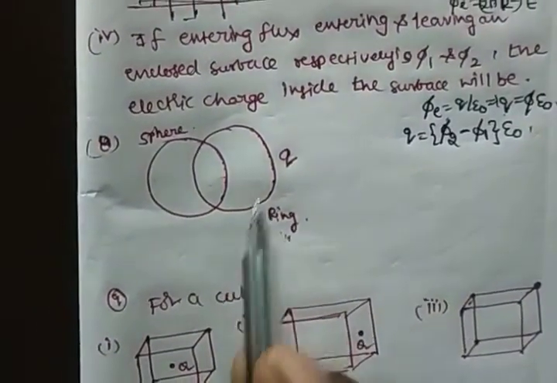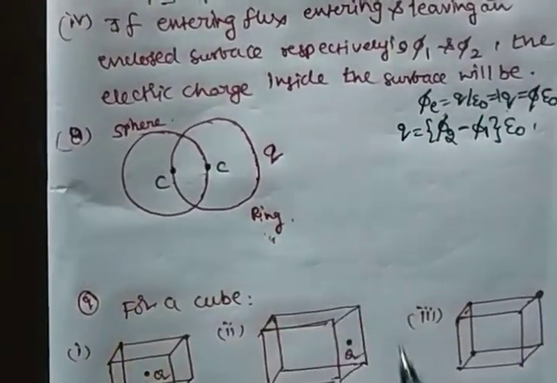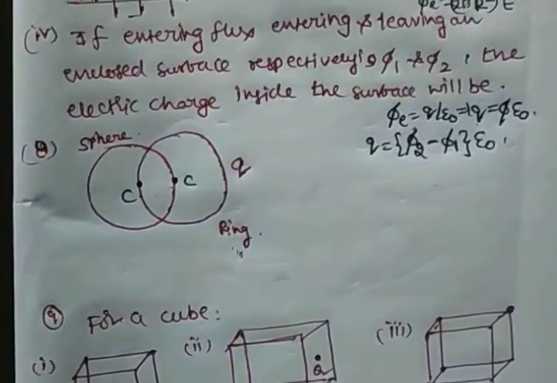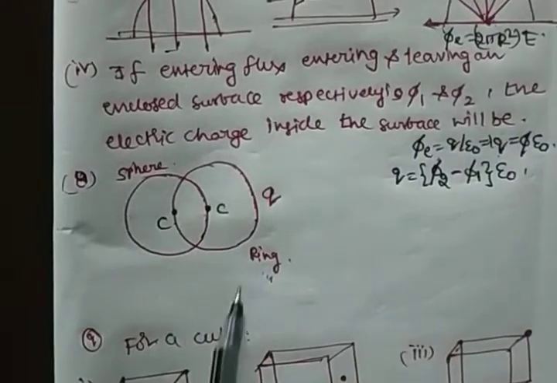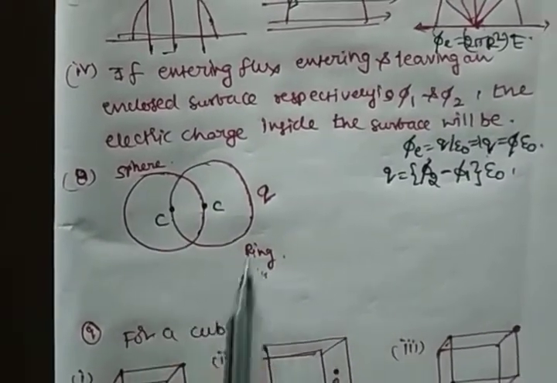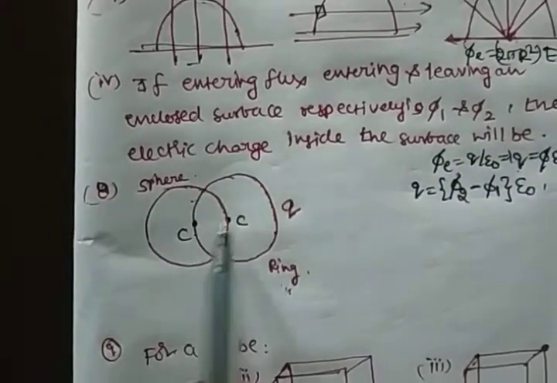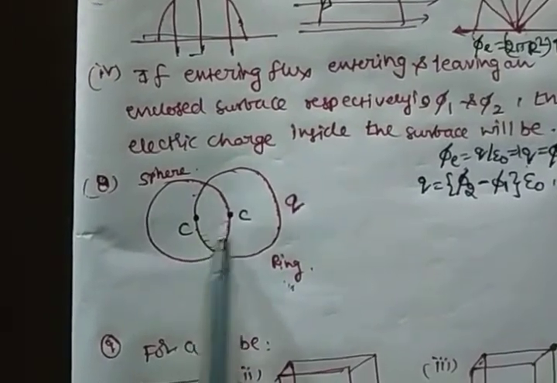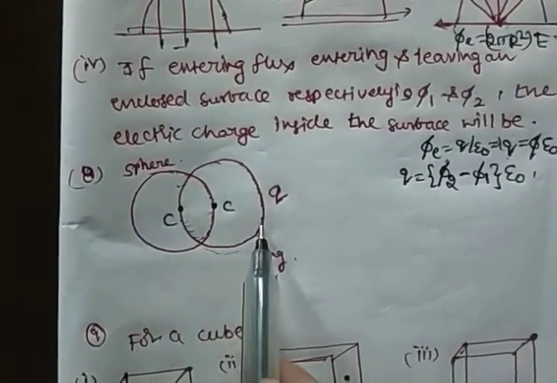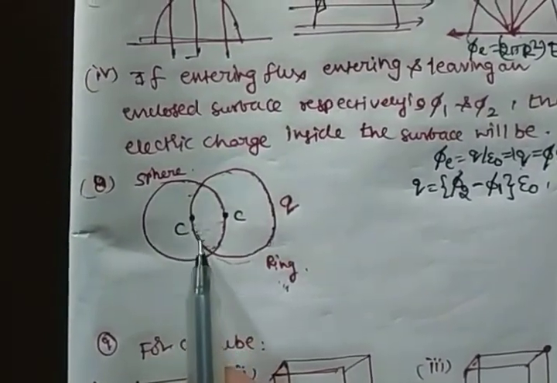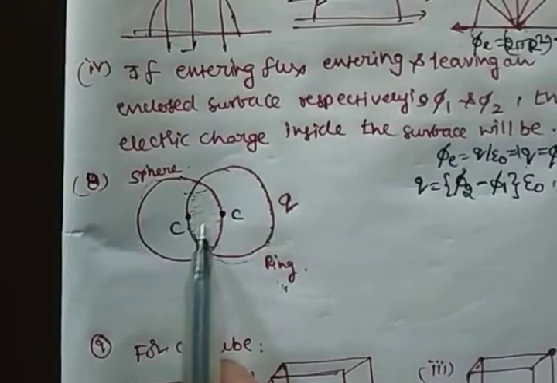Okay, next, a charge Q is present on the surface of a ring. The center of the ring and the center of the hemisphere are such that their peripheries touch each other. The sphere is connected to a ring such that their centers are linked together like this. Now what is the flux linked with the given surface? On the surface of the ring the charge is present, but only this part is linked with the sphere. So only the flux is present in this region.